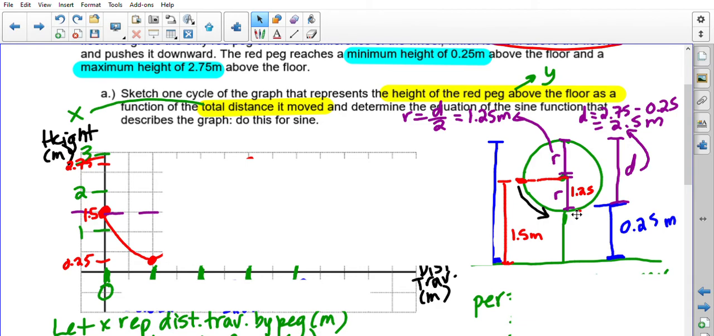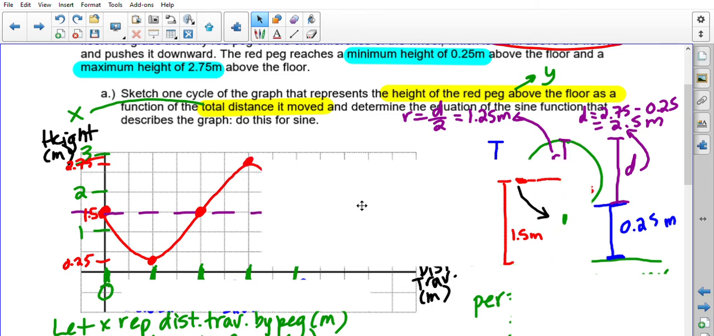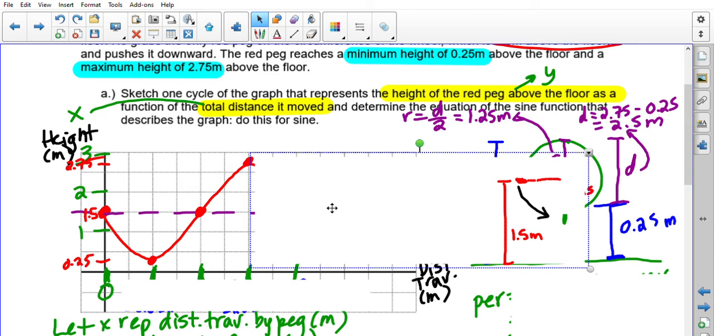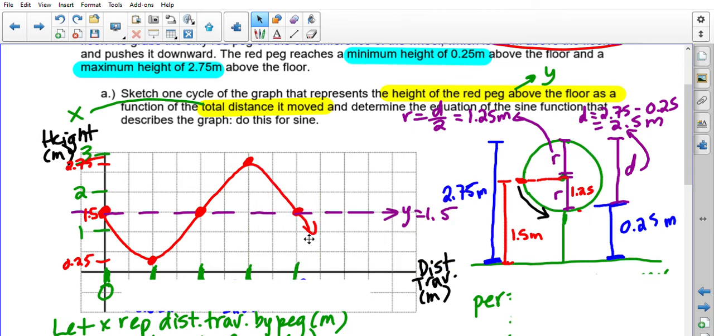After I go to the minimum, I'm going to rotate back up to my central value here, or my starting position, which was a starting height of 1.5. Then after that, I'm going to rotate up to the top, and my max value I know is 2.75. And then obviously our 5th key point should be back to the original position. And that's going to rotate back down to the starting value of 1.5. And there we go. We have one of our cycles.